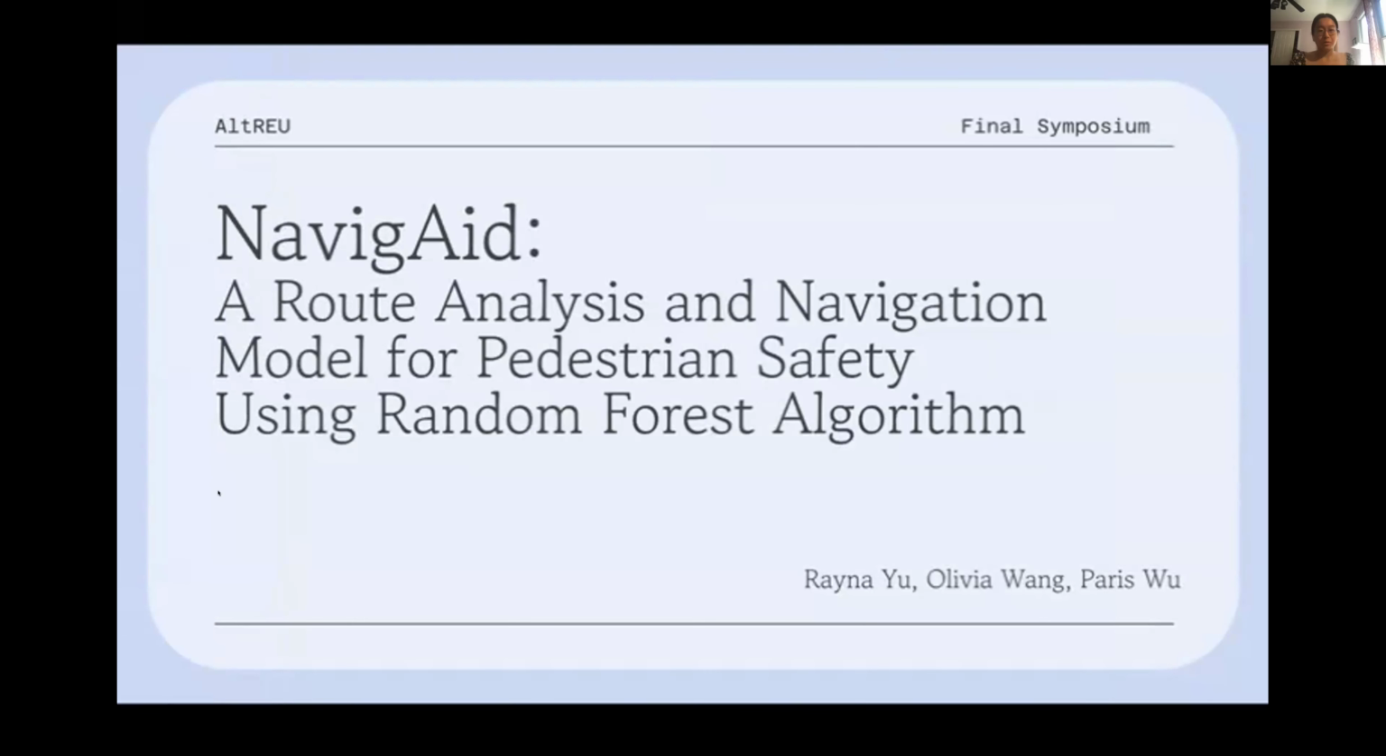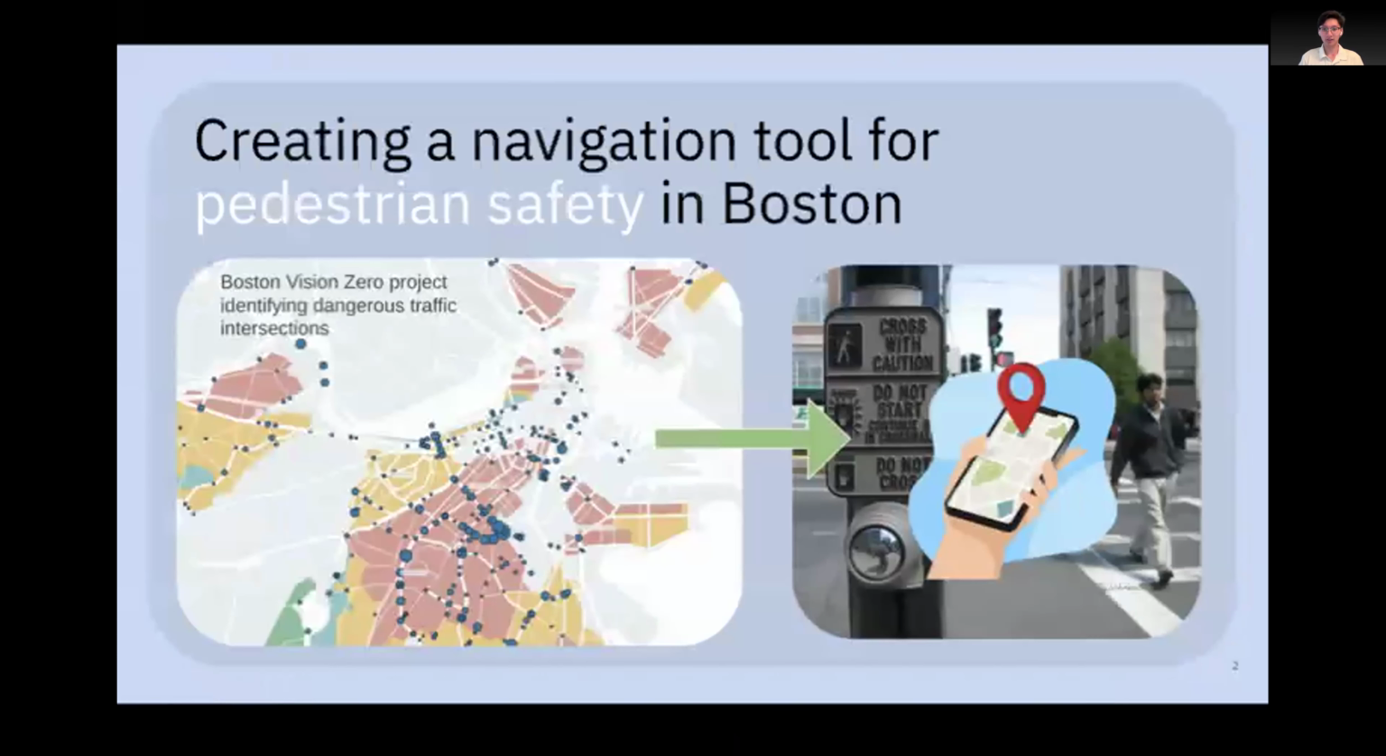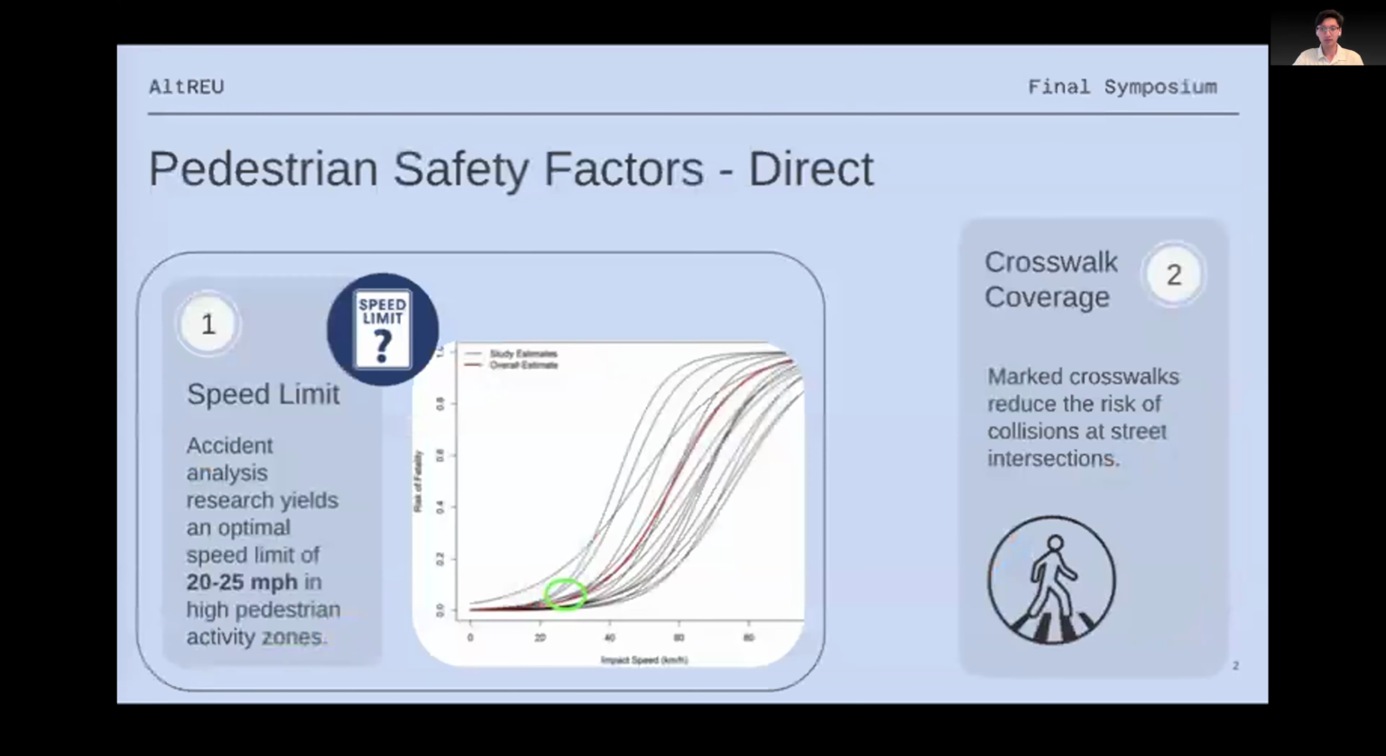Welcome to our final symposium presentation. We're Raina and Olivia Wong. This is Navigate, a route analysis and navigation model for pedestrian safety using random forest algorithm. Navigate is a navigation tool which can determine the safest routes for pedestrian users in Boston. Existing models are focused on car-centric navigation routes and don't consider the unique needs of pedestrian users.